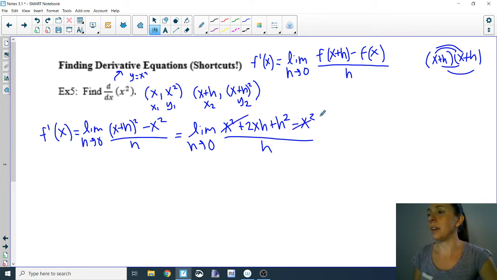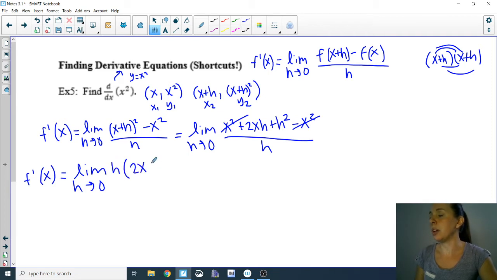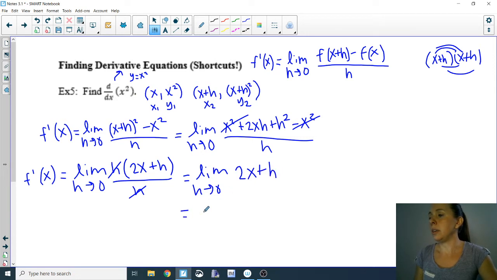Okay, x squared minus x squared cancels. F prime of x will come from the limit as h approaches 0 of what remains in the numerator, which has a factor of h that can be taken out. So h times (2x plus h), all divided by h. Cancel here, here. We now have the limit as h approaches 0 of 2x plus h. Sub that 0 in. So f prime of x equals 2x.